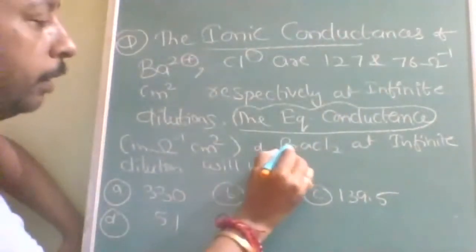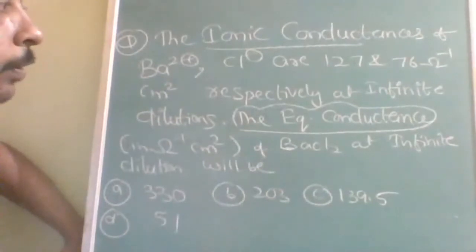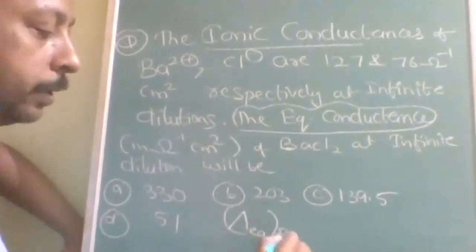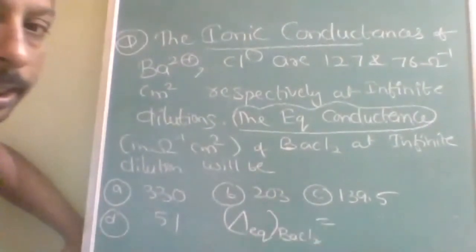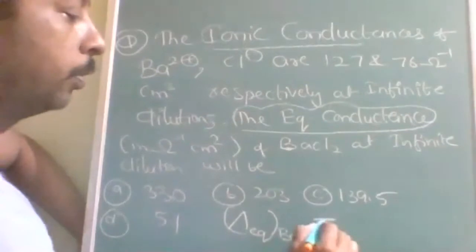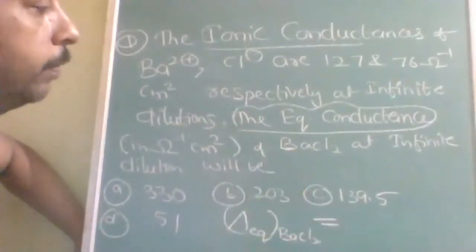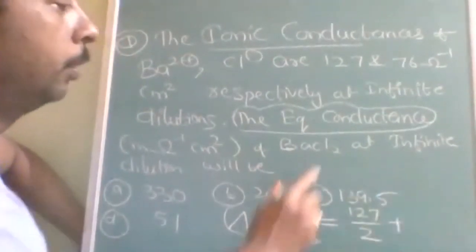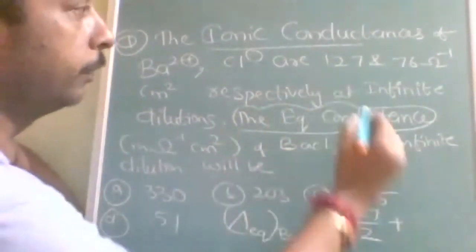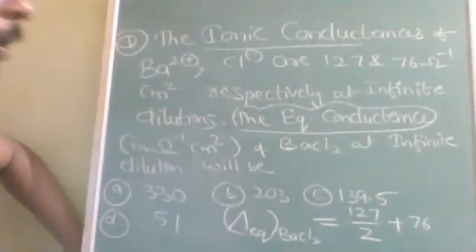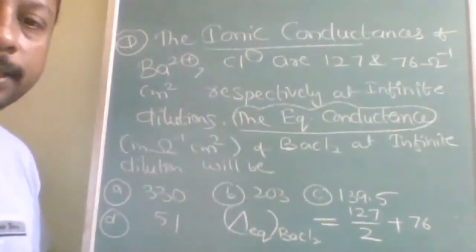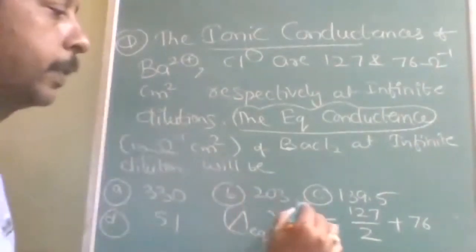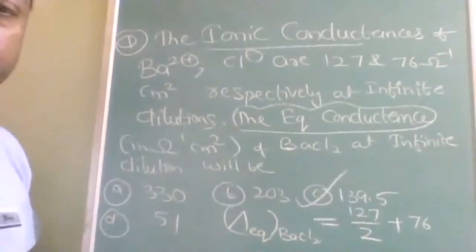So, barium equivalent factor is how much? 2 positive. Therefore, the equivalent conductance of BaCl2 is molar conductivity divided by equivalent factor. So 127 divided by 2 plus chlorine, chlorine already 1 is there, so 76. 127 by 2 plus 76, then you will get 139.5. The answer will be 139.5.